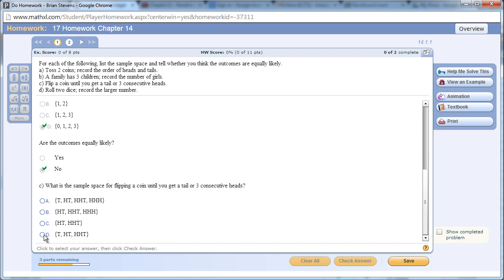What is the sample space for flipping a coin until you get a tail or three consecutive heads? Well, when you get a tail, you stop. So looking at this right here we have a tails and we stop. Well, we could have gone heads, tails, and then stop, or heads, heads, tails, and stop, or heads, heads, heads.